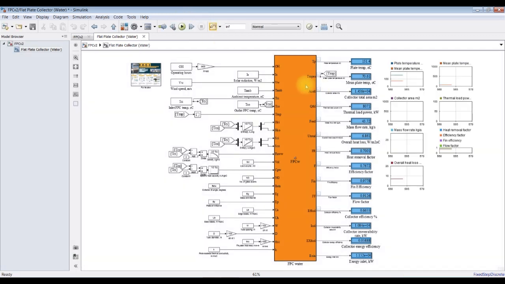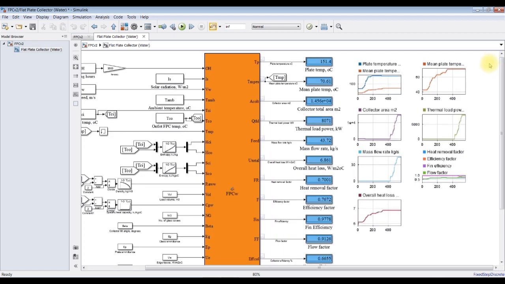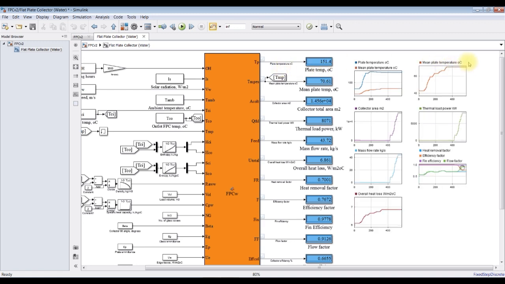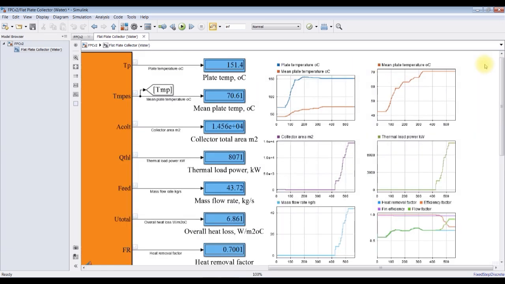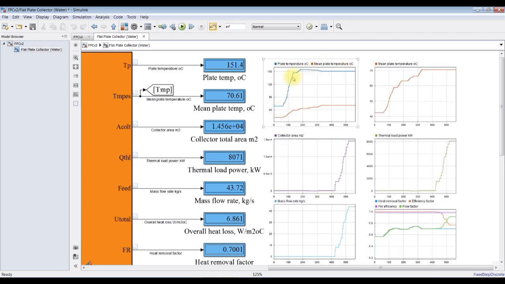Let's hit stop. Now we're going to discover some results. Here we are, these are our results. This is plate temperature. As you can see, increasing the operating conditions at all, I mean solar radiation, ambient temperature, inlet temperature to the solar field, is increasing. Even increasing the thermal load, its effect is massive on the area.